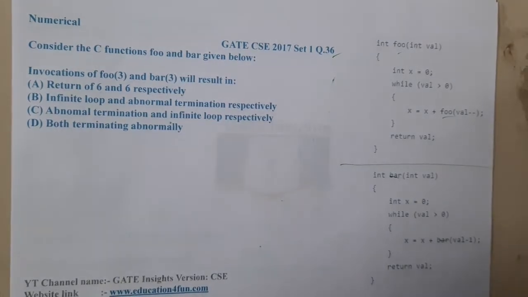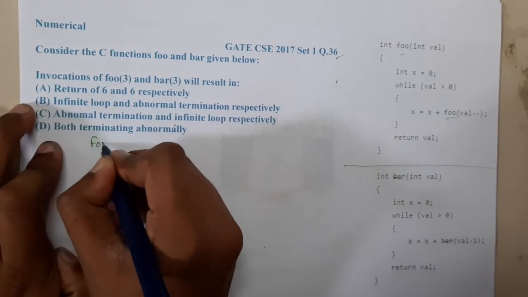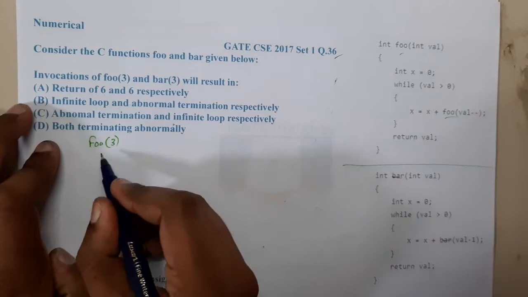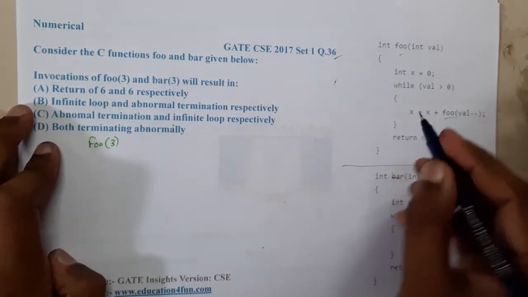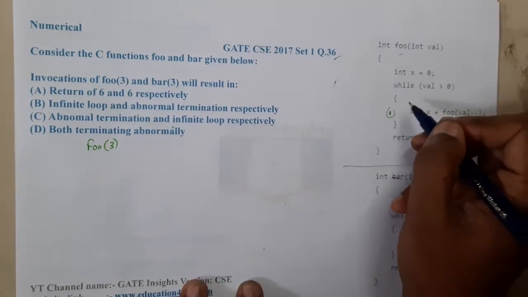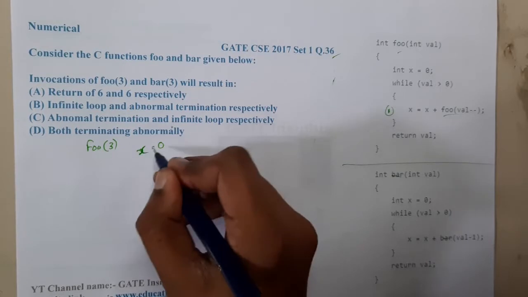So let us start checking things. We are trying foo of 3. Here it is a recursive function, so let me write down the steps. We have only one main step here. Initially the value of x is 0, a normal integer value.